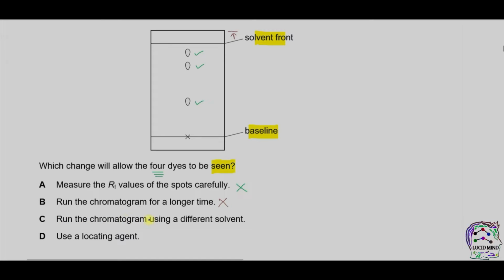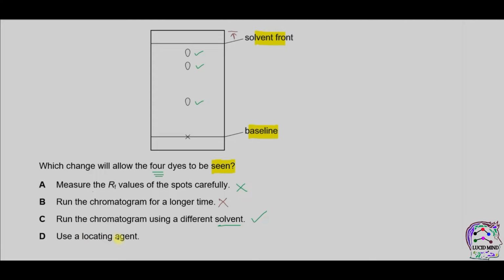Part C, run the chromatogram using a different solvent. Now this one could be the possible option because different solvents have different solubilities of dyes. So by using a different solvent we can make visible the 4th dye, as that was colored. Now in the solvent that was used in this experiment, the 4th dye was more soluble, so therefore it is not separated. While using a different solvent, it might be less soluble, so therefore it could be seen after the experiment.